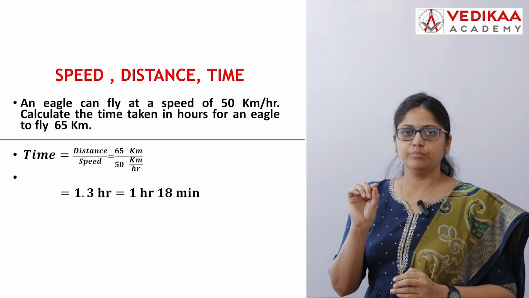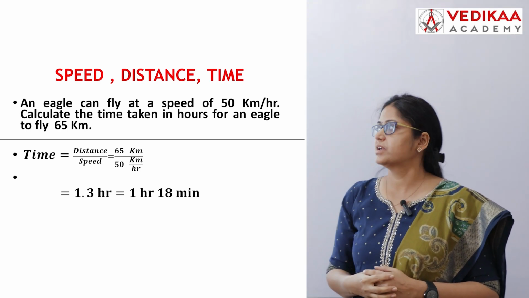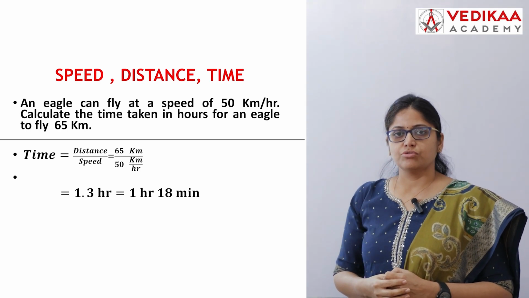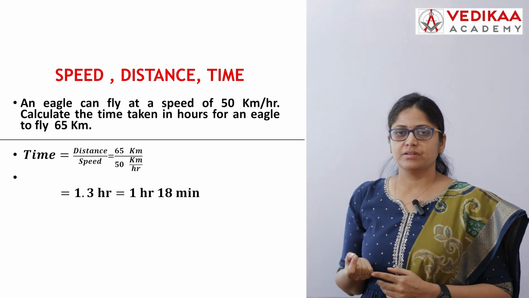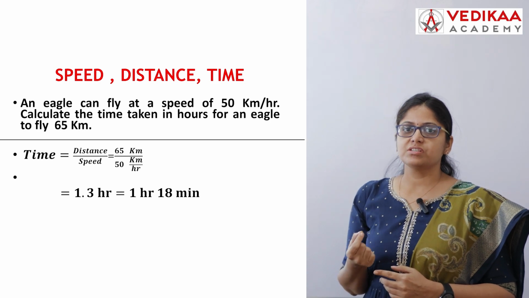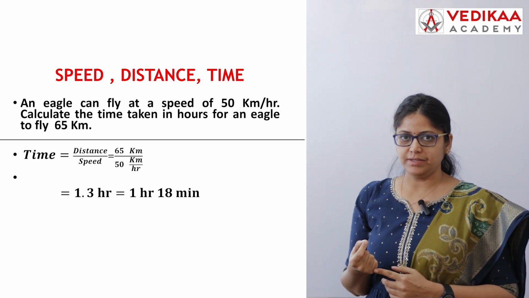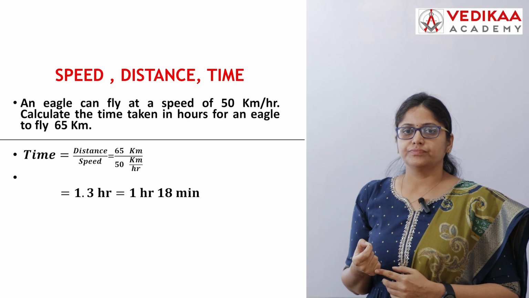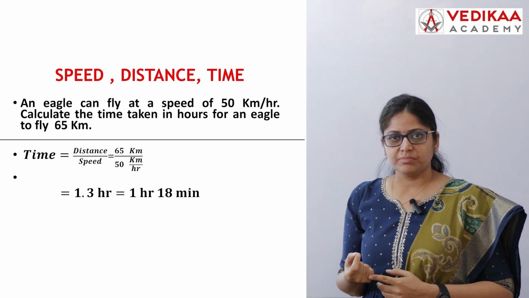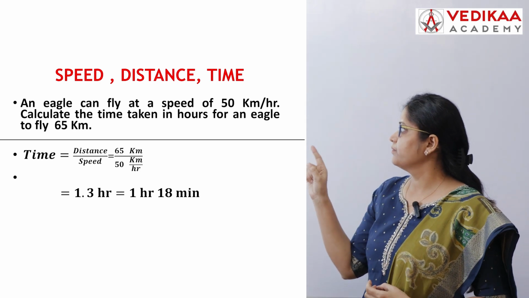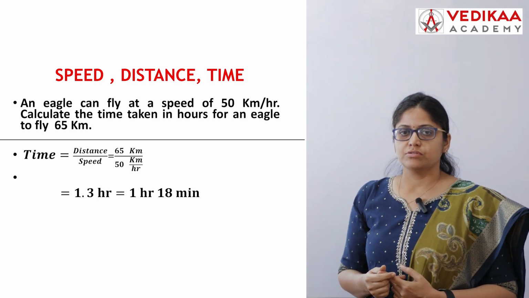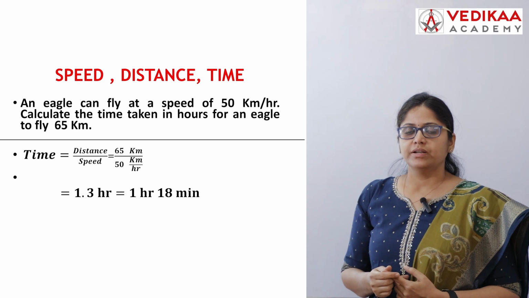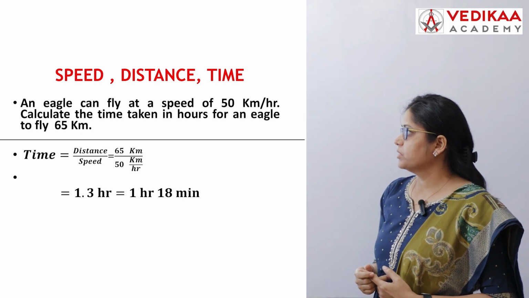So 1.3 hours is nothing but 1 hour 18 minutes. You have to convert this 0.3 hour into minutes. How will you convert it? You have to just multiply 0.3 by 60, because 1 hour is equal to 60 minutes. So 1 hour and 18 minutes is your final answer. I think it is clear to you. Let us move ahead to the second numerical.